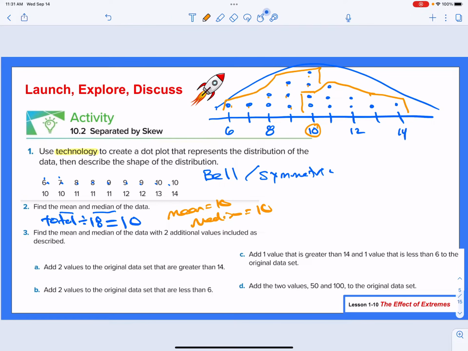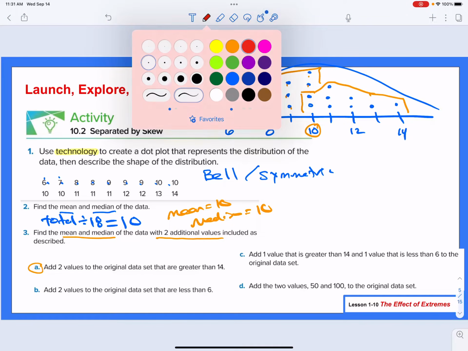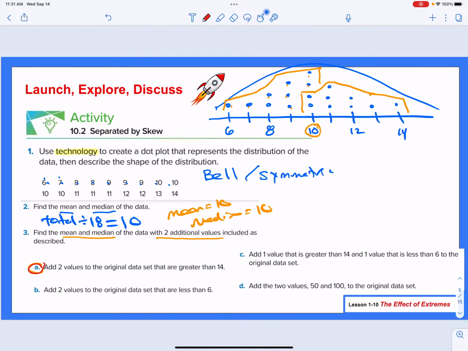For number 3, what we're thinking about now is let's play with some values and add some numbers in and see what happens. Find the mean and median of the data with 2 additional values included as described. For part A, we'll make this one in red. It says add 2 values to the original data set that are greater than 14. So if I add 2 values over here, let's just say I'm at 15. Actually, let's go ahead and make it 20, even larger numbers there.